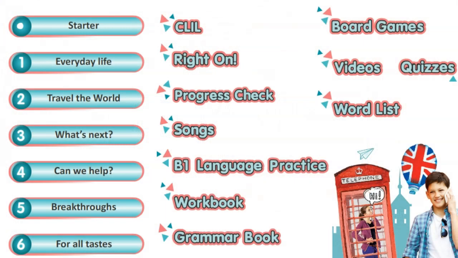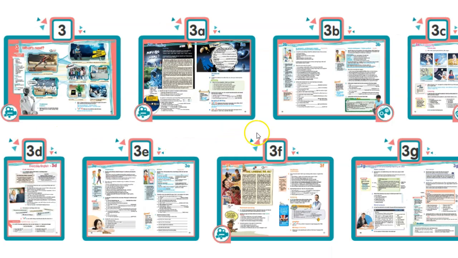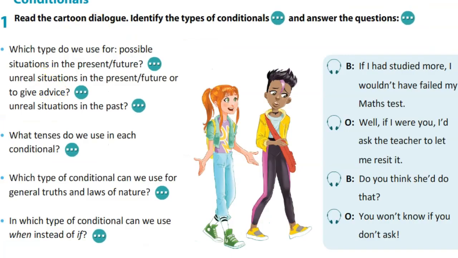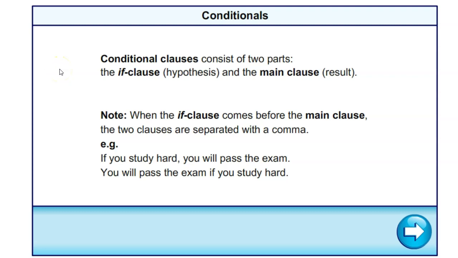Okay, today I want to talk to you about a special grammar structure called conditionals. It's found in the Express Publishing coursebook, the Write On 4 coursebook, module 3E, conditionals. Great. Conditionals. So basically, conditionals show something which must happen so that something else can happen.